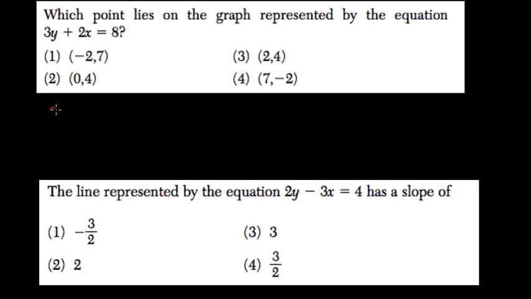Let's try it. 3 times y, or 3 times 4, plus 2 times 0, that does not equal 8. It equals 12 plus 2, or 14. That's not our solution. The first one, negative 2 and 7.